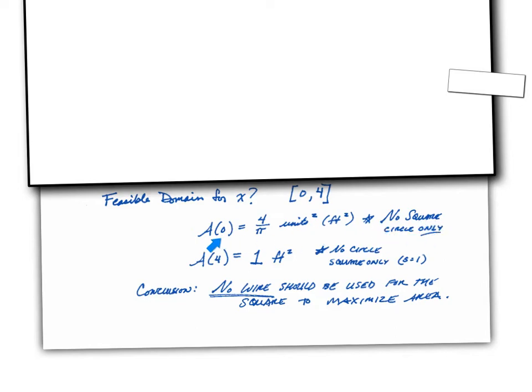If I don't cut anything off and put everything in to the circle. If I make x be 4, that doesn't leave anything for the circle. That would be the square only, but then the sides would be 1 by 1. We end up with 1 foot squared. So 4 over pi, that's the greatest area we can come up with. That's when we let x equal 0. Okay, so no wire should be used for the square to maximize area.